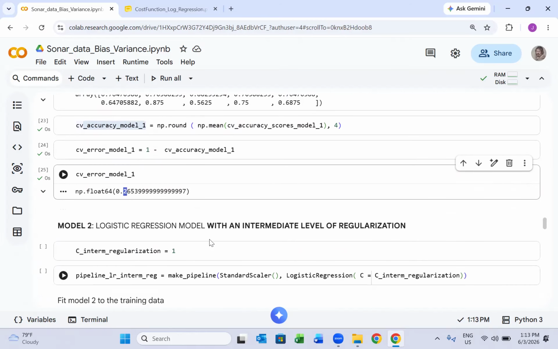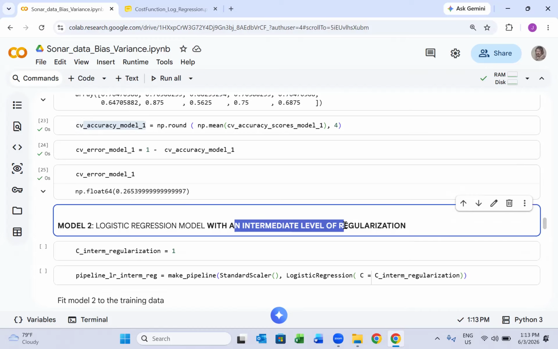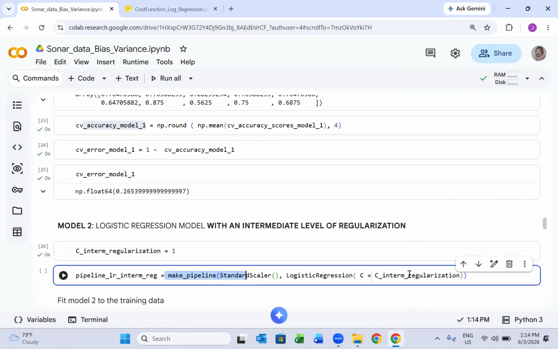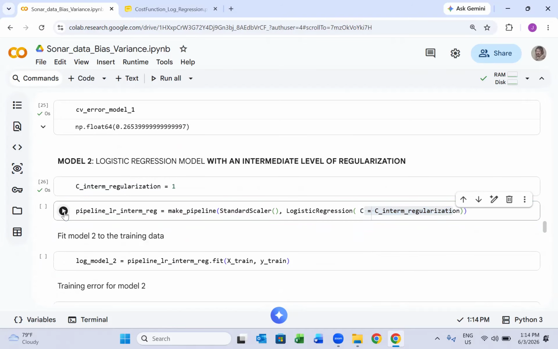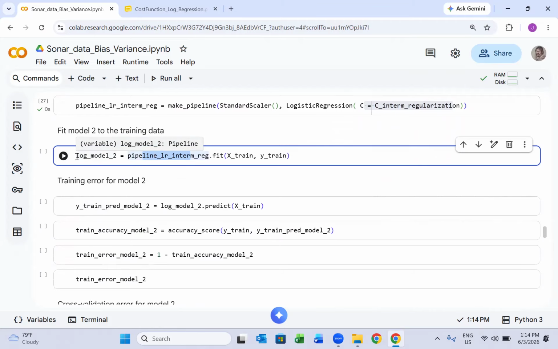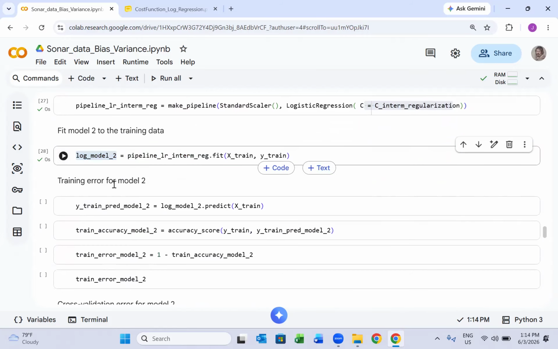So model number two would be one with an intermediate regularization. So for intermediate regularization, I'm going to use a lambda of 1. And lambda 1 means that C is also 1, okay? So we can represent intermediate regularization using a lambda 1. And lambda 1, if we saw in the formula that I showed you earlier, will give us a C of 1, okay? And we repeat the same steps again, but in this case, using intermediate regularization. So we create a new pipeline for this situation. We feed that pipeline the training data, and that will give us logistic regression model number 2. And then we repeat the same thing.